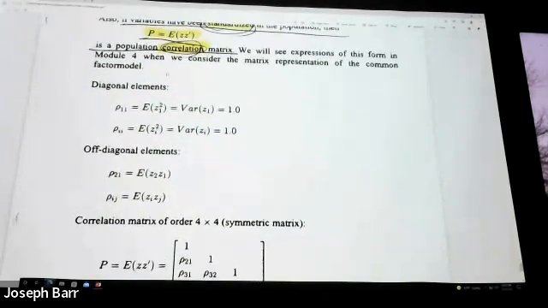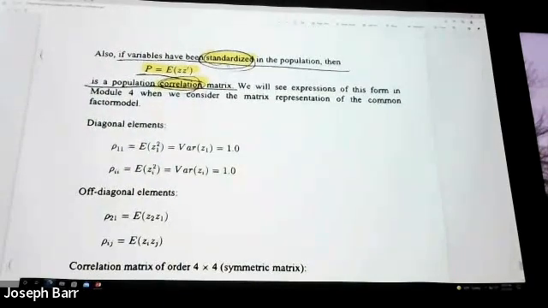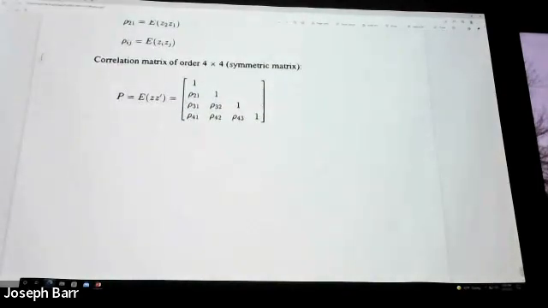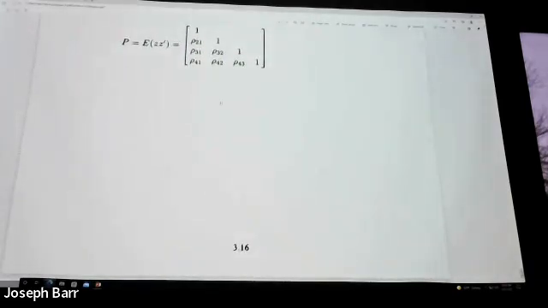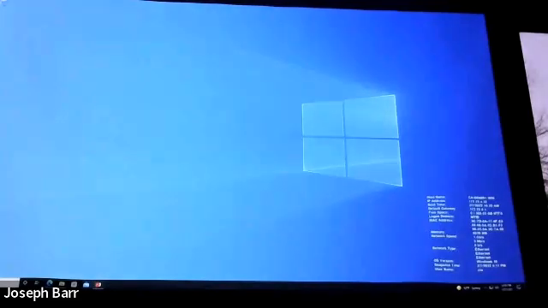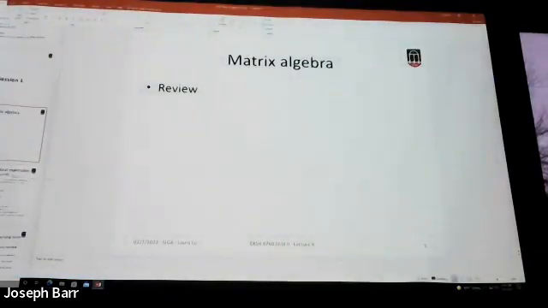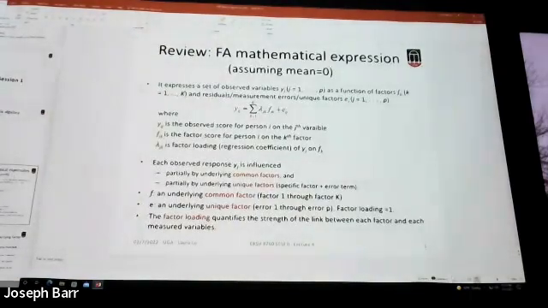We also have a further explanation of why it's correlation, because the diagonal elements should be 1 since it's standardized, okay? The variance is 1, standardized. And the off diagonal elements are just those correlations, okay? These are correlations. That's it. This is a review for today's class.